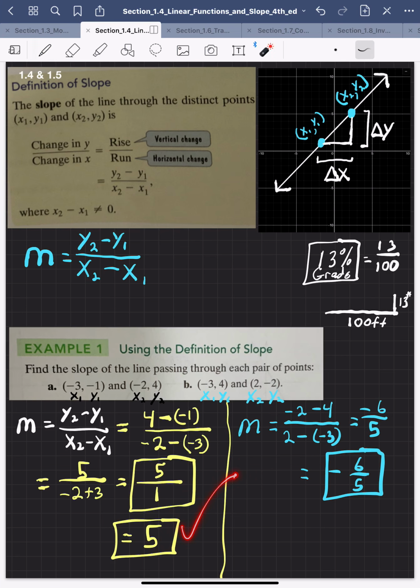So we have a positive slope and a negative slope. Ready? Now what is the difference between a positive slope and a negative slope? Let's go ahead, let's go to the next page.